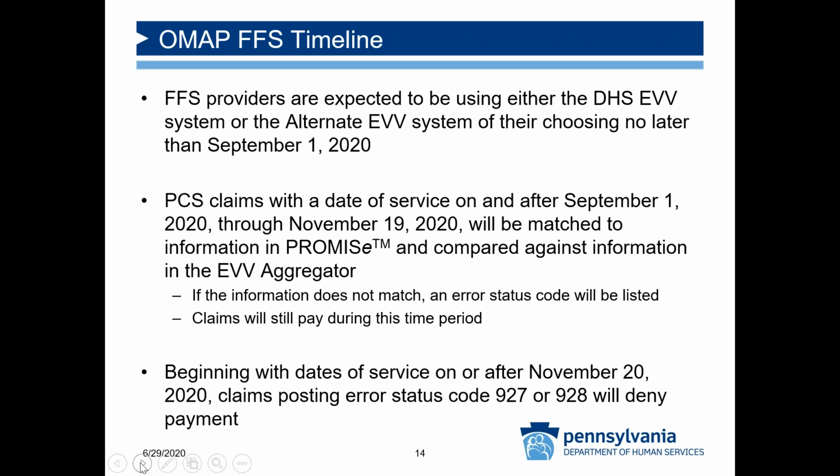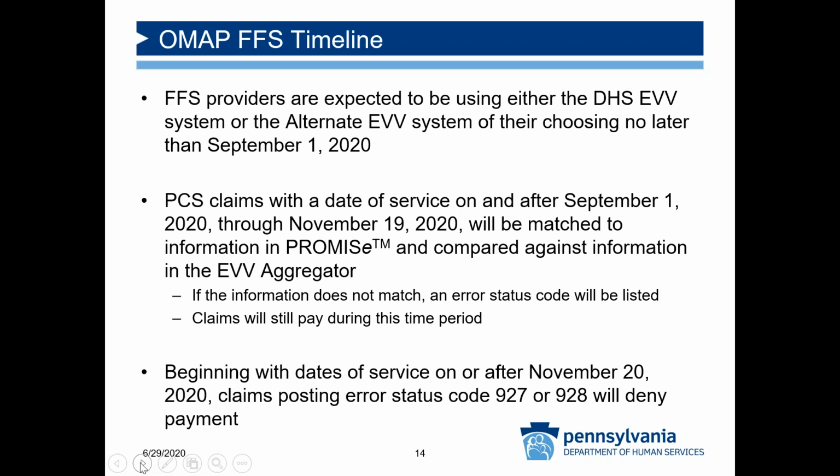Fee-for-service providers are expected to be using either the DHS EVV system or the alternate EVV system of their choosing no later than September 1st, 2020, and that's coming up soon. PCS claims with a date of service on and after September 1st through November 19th, 2020 will be matched to information in PROMIS and compared against information in the EVV aggregator. If the information does not match, an error status code will be listed. Claims will still pay during this time period.